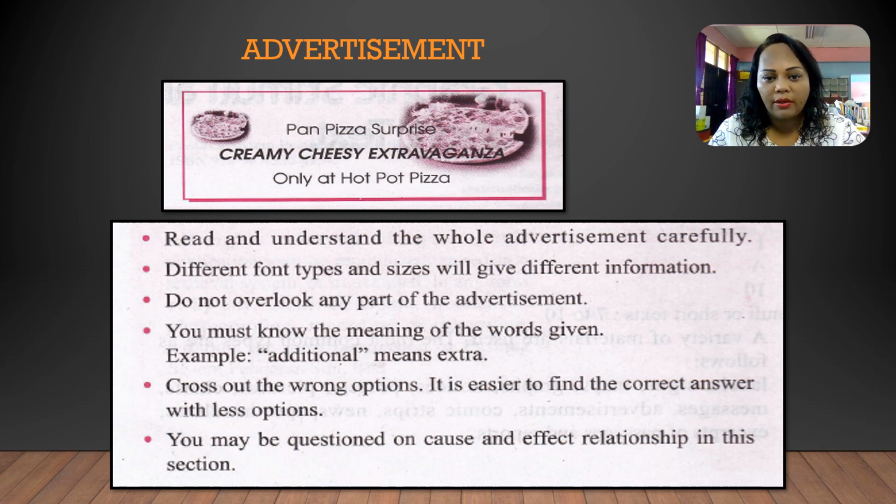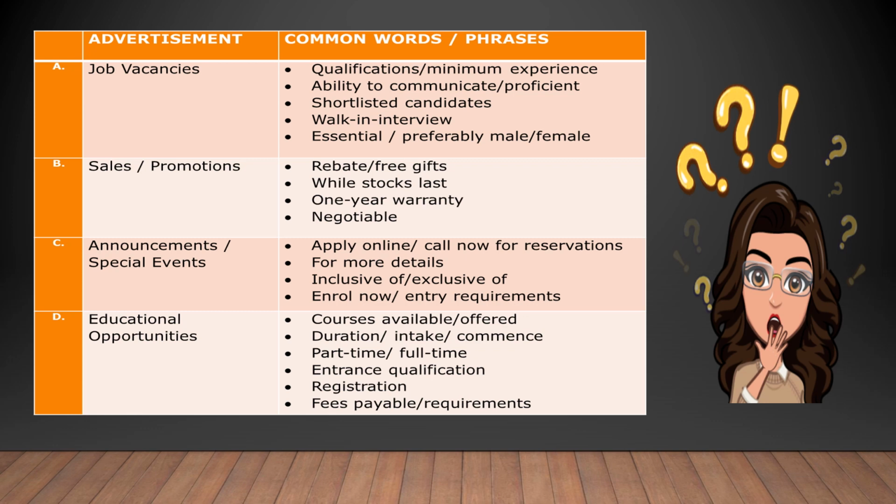You can cross out the wrong options. It is easier to find the correct answer with less options. You may also be questioned on cause and effect relationship in this section. So please look at all the options before choosing your answer. Questions on advertisement may include different types of advertisement. For example, job vacancies, sales or promotions, announcements or special events, or even educational opportunities.